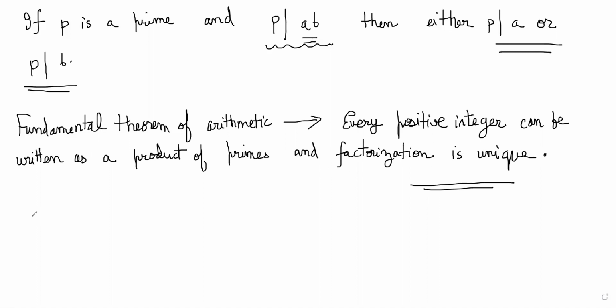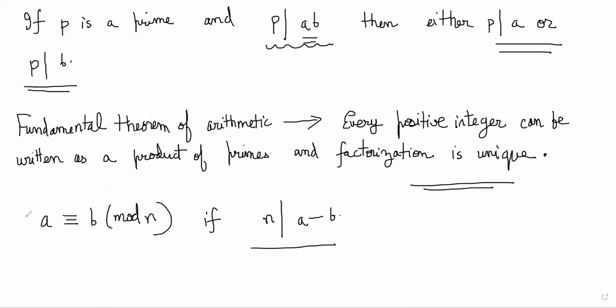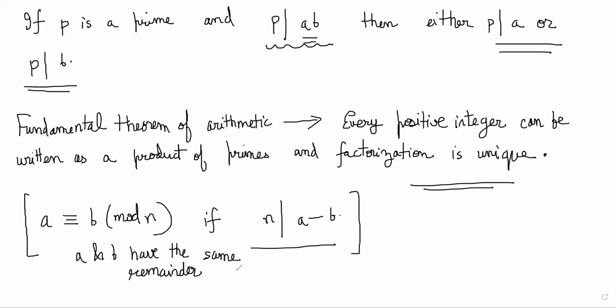Now, we will look at modular arithmetic, a little bit of basics of modular arithmetic. So we say A is congruent to B mod n if n divides A minus B. So this is the definition of congruency. A is congruent to B mod n if n divides A minus B, or you can say that A and B have the same remainder when divided by n. That is your basic congruency stuff.